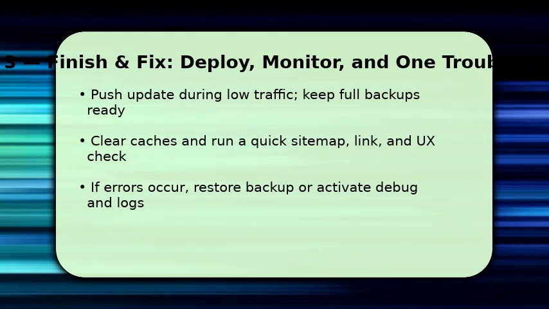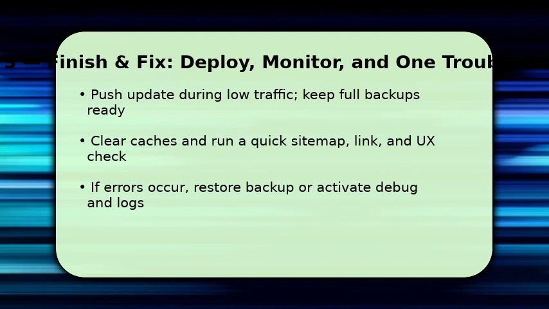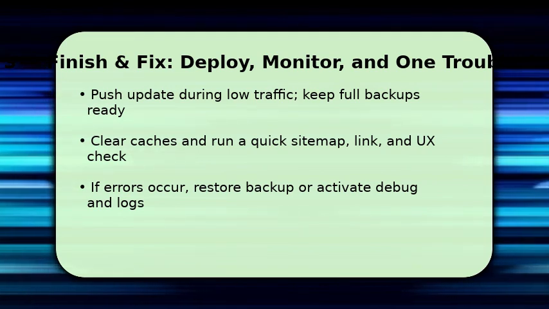Verify key pages, forms, and mobile layout. Check error logs for PHP notices. If something breaks, restore the backup immediately or enable WP debug and view logs to pinpoint the issue. You can then apply the specific fixed files from staging rather than rolling back entirely.